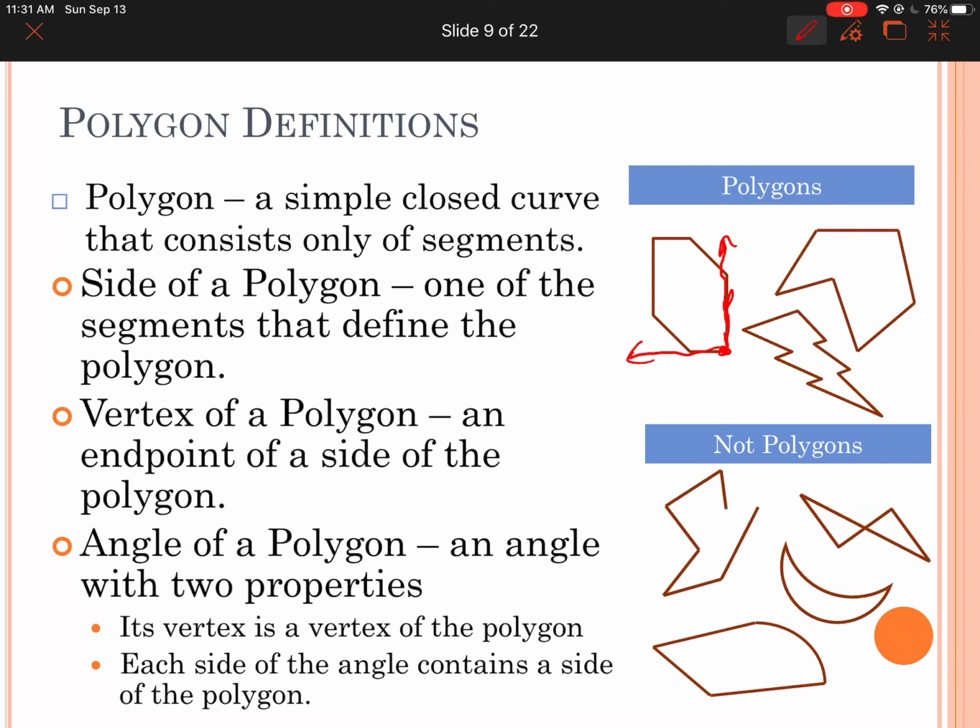Just want to walk through why a couple of these things aren't. Why is this one not a polygon? Well, it's not a closed curve. Why is this one not a polygon? It's not a simple curve. Why is this one and this one not a polygon? They're both simple closed curves, but they're not made only of segments. So there's different reasons why they are not polygons.